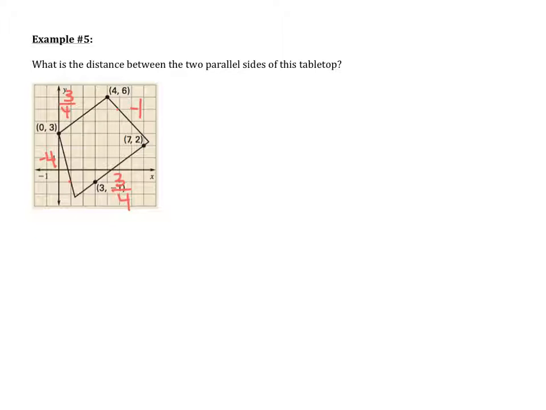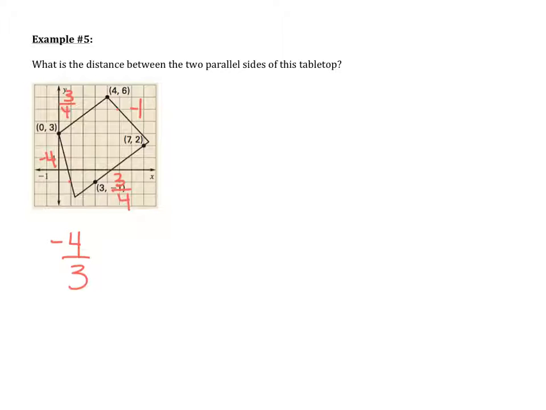So again, the question was, what is the distance between the two parallel sides of this tabletop? So we need to find the perpendicular distance, because remember in that last theorem, we know the distance between two parallel lines is a perpendicular line between those two sides. So if the slope of this line is 3 over 4, the slope of a line that's perpendicular to it would be negative 4 over 3. So let's start at one of the points and count down 1, 2, 3, 4, and over 1, 2, 3. So it's actually this point 3, negative 1.